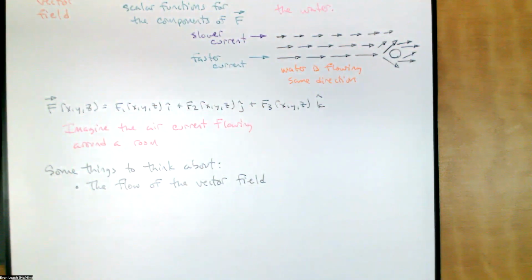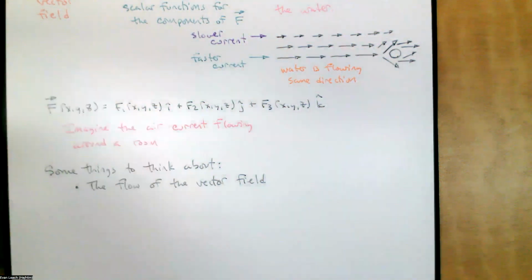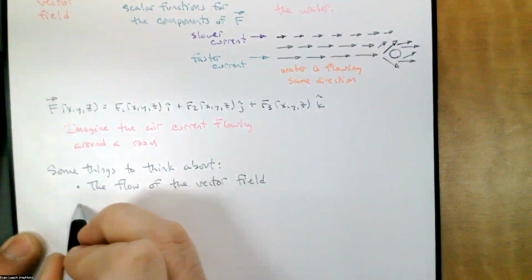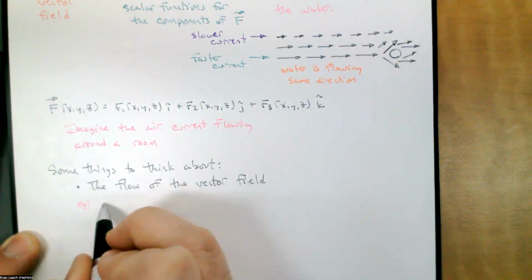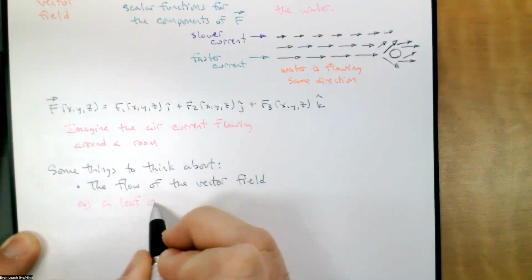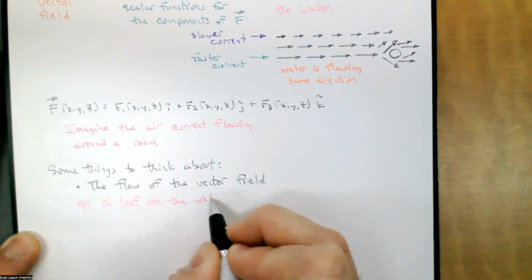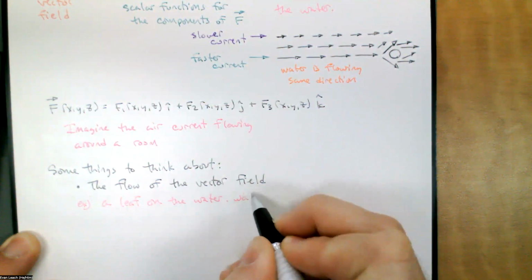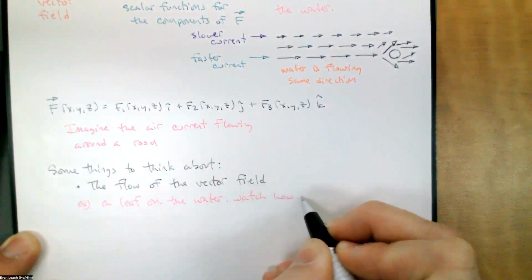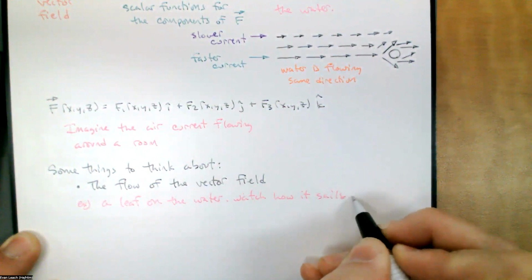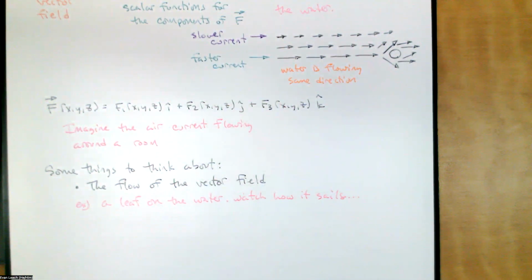Think about the flow of the vector field. If we just take a leaf and drop it on the water, what path would that leaf take as it just followed the vector field around? So think of a path. There's a leaf on the water. We just watch how it sails around. It'll follow some path. It just goes with the currents.